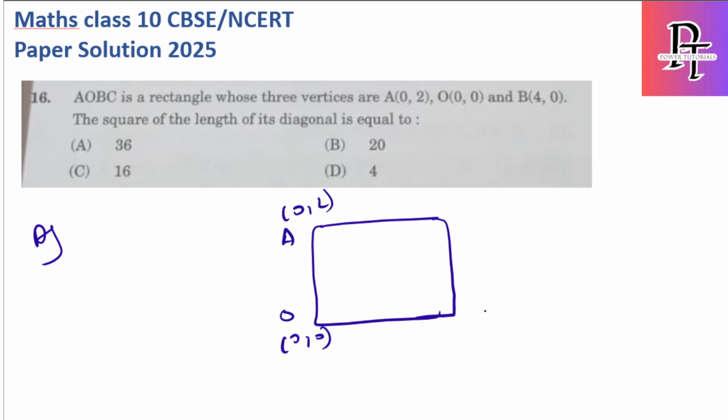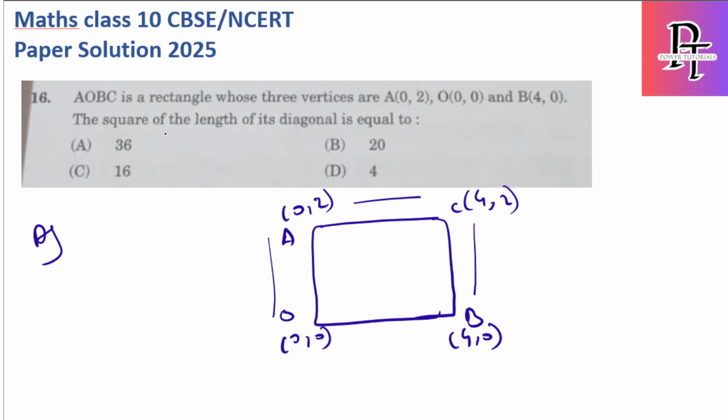A, O, B and C. So B is (4, 0). By the rectangle properties, I can say that this distance and this distance should be the same, and this distance should be the same. Okay, so this is (2, 0), (2, ...). So definitely the y-axis should be 2 again, but the x-axis will become 4.